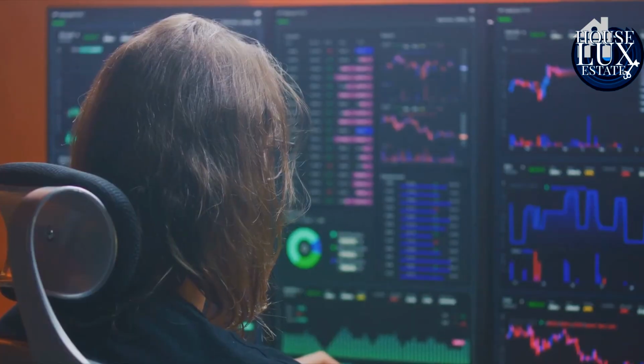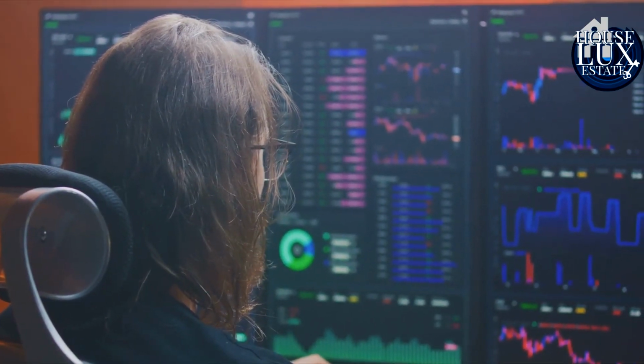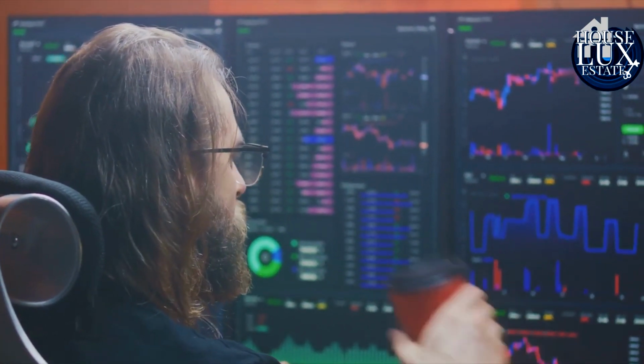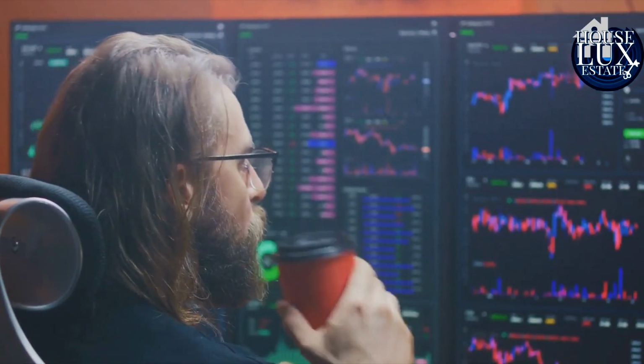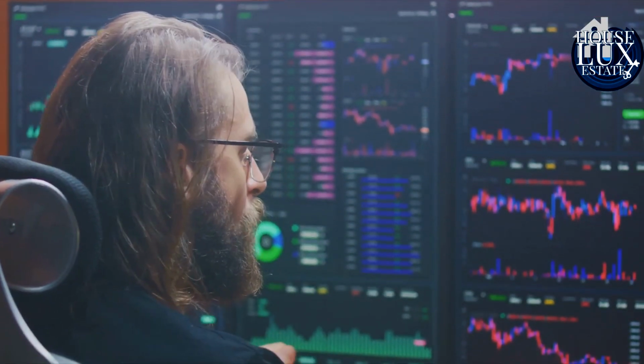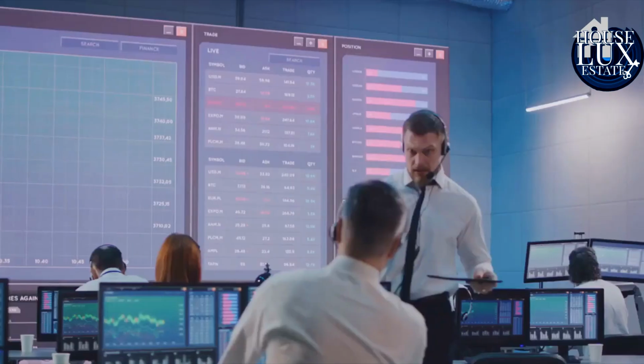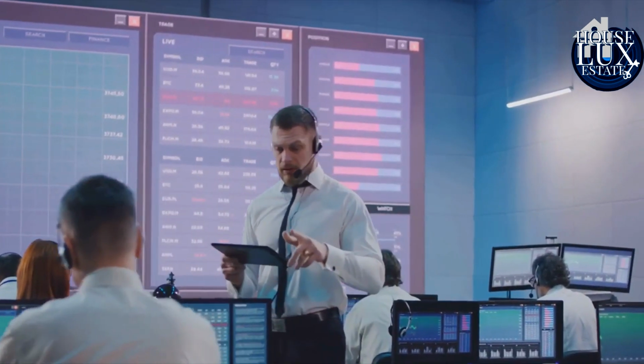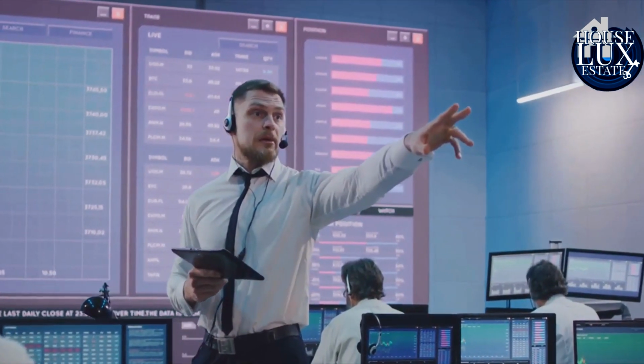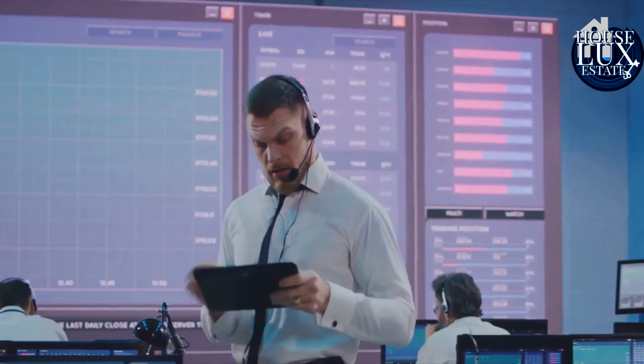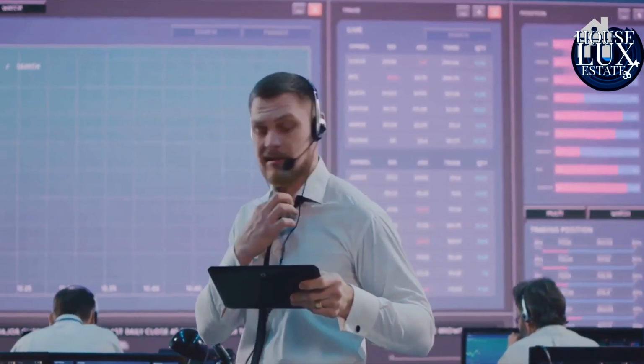Think of it as assembling a jigsaw puzzle. One single piece isn't going to give you the whole picture. Similarly, relying on a single indicator could lead you to make inaccurate predictions. So, it's advisable to use a combination of indicators, like trend lines, moving averages, and volume, to get a more comprehensive analysis of the market.